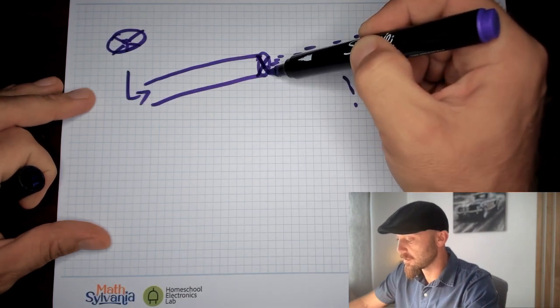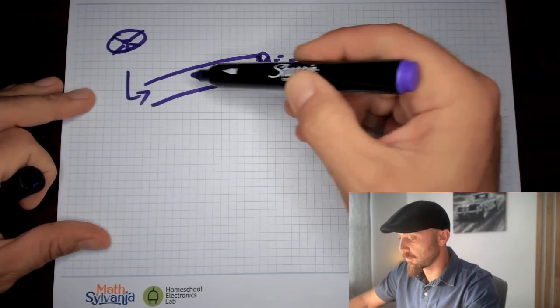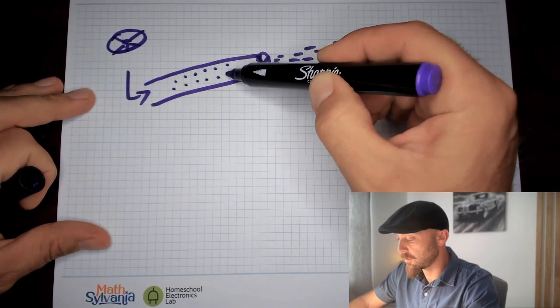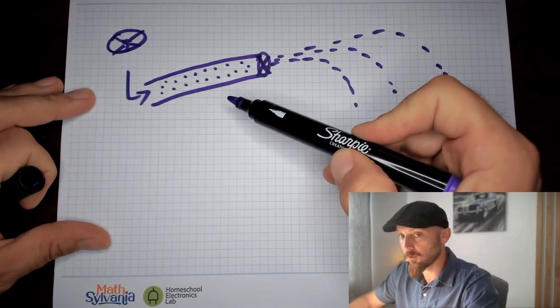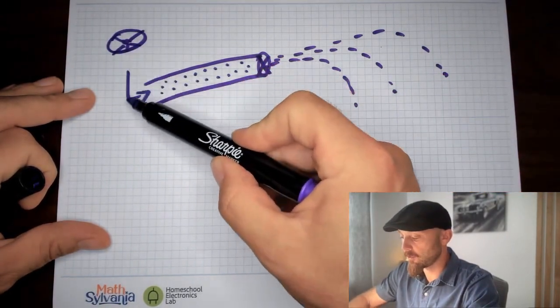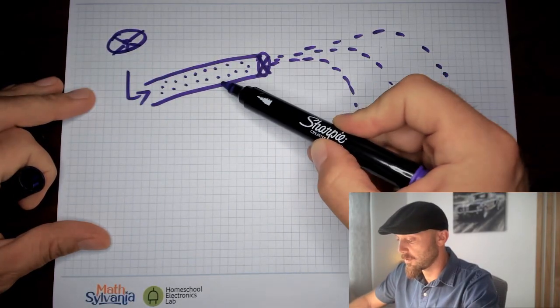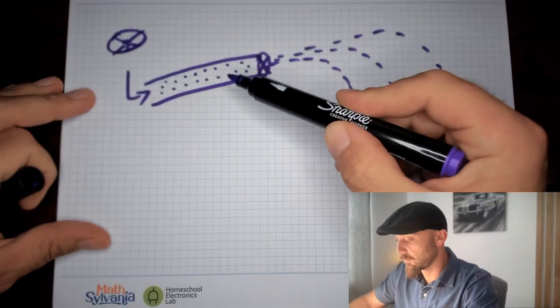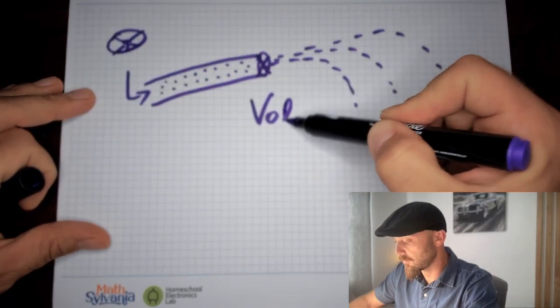If we cap this, the water stops flowing. However, the pressure in the tube, do you think, does it go away? If you guessed no, that's correct, because the hose is still on. It's just we capped the end. So this is what we call, when it comes to electricity, voltage.